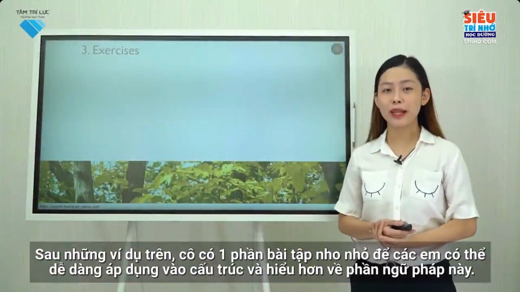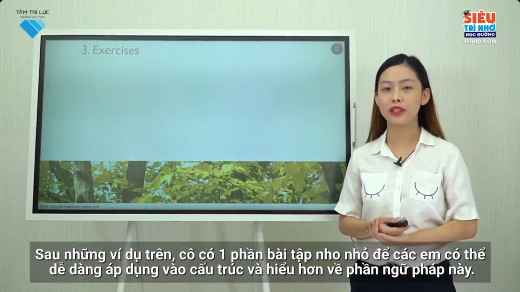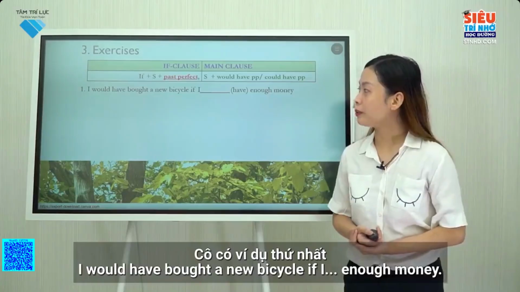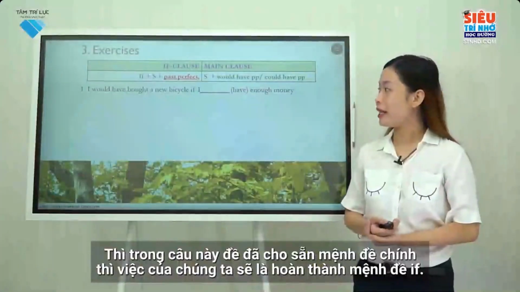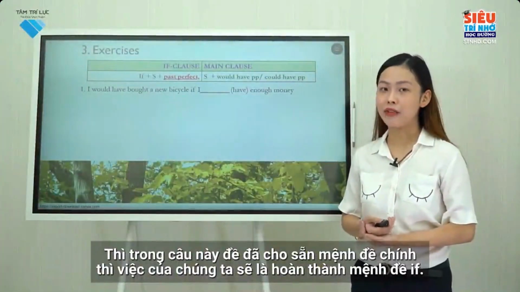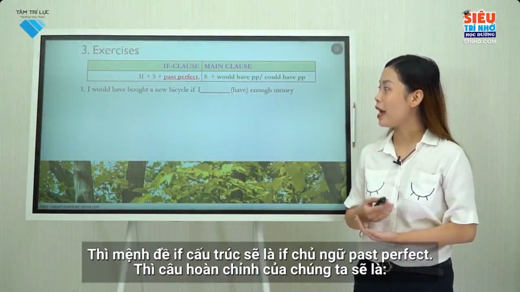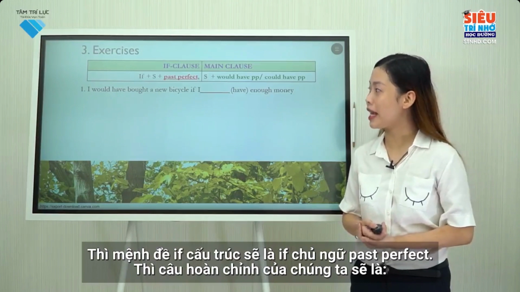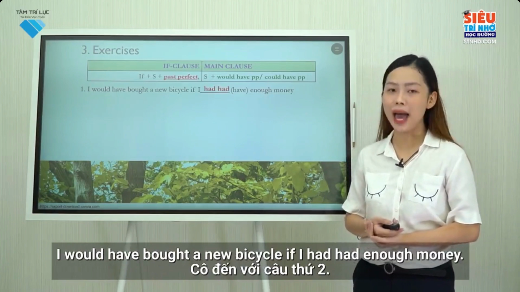So now we'll put everything we've just learned into practice with a little exercise. I wonder if you understand it and get the sentences right. Here's the first example. I would have bought a new bicycle if enough money. In this sentence, the main clause is already given. Our task is to complete the if clause. The if clause will have the structure of if plus subject plus past perfect. So our complete answer will be, I would have bought a new bicycle if I had had enough money.